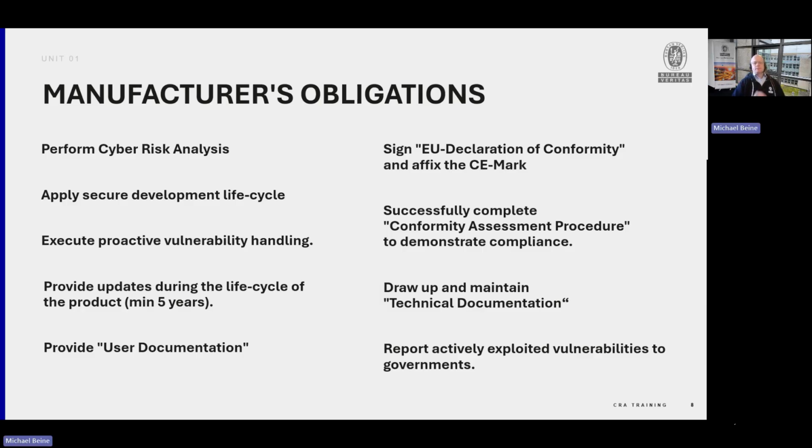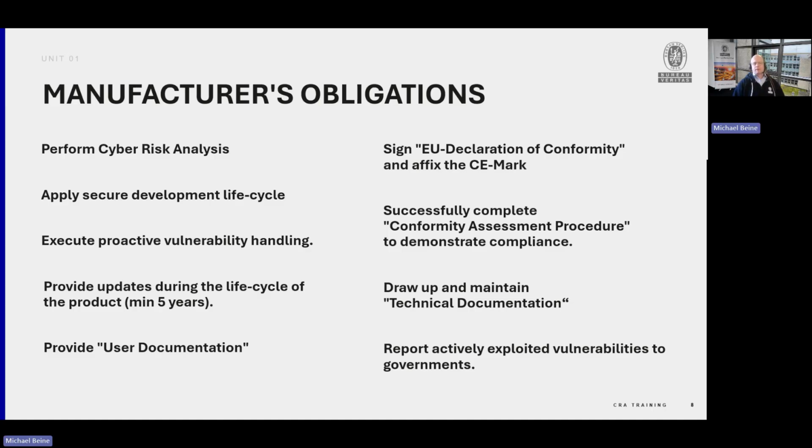Second one is process-oriented. Apply secure development lifecycle. And that is from the starting point of the first product idea to the design phase, development phase, production phase, up to the end of the life of the product. Cybersecurity needs to be integrated into that process or into that development lifecycle. So apply security development lifecycle is a process-related requirement.